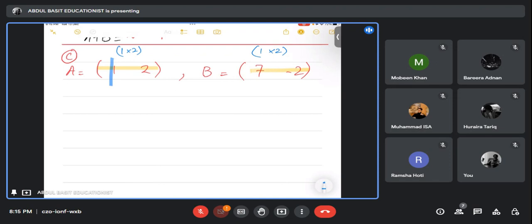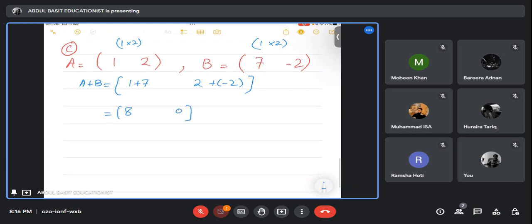And this is a column, so I have two columns in both of them. Is this clear? While writing the rows and columns, we write the row first and the column second. That's the reason I wrote 1 cross 2. So A plus B would be 1 plus 7 and 2 plus minus 2. So 1 plus 7 is 8 and 2 minus 2 is 0. So that is your answer.